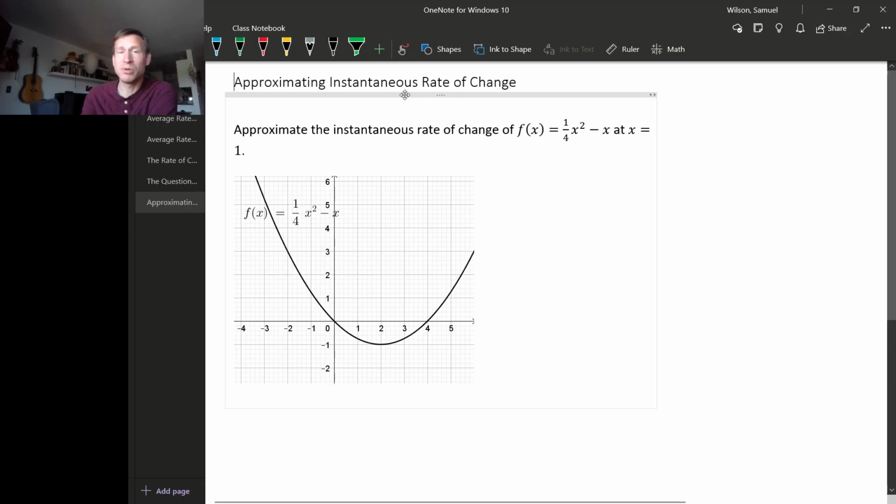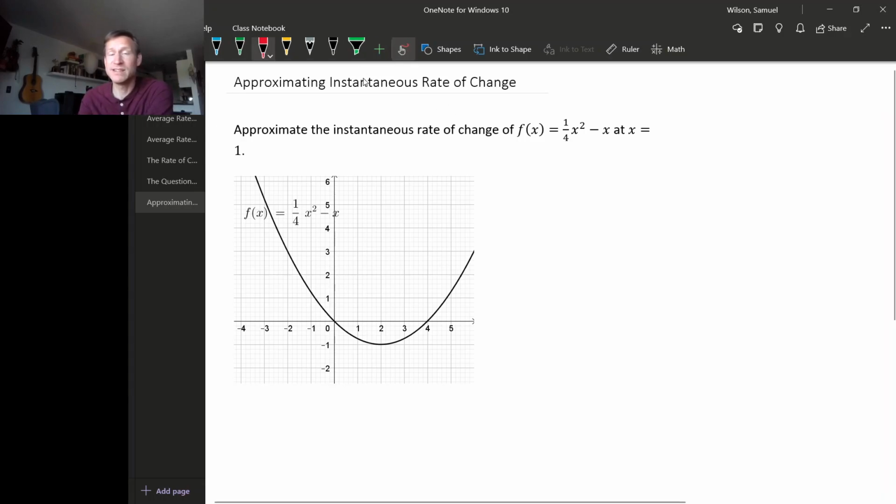Let's look at an example of approximating an instantaneous rate of change by actually doing some calculations, by finding nearby average rates of change. So let's approximate the instantaneous rate of change of this function, 1/4 x squared minus x, at x equals 1. So here's x equals 1, so we're going to start with this point right here.